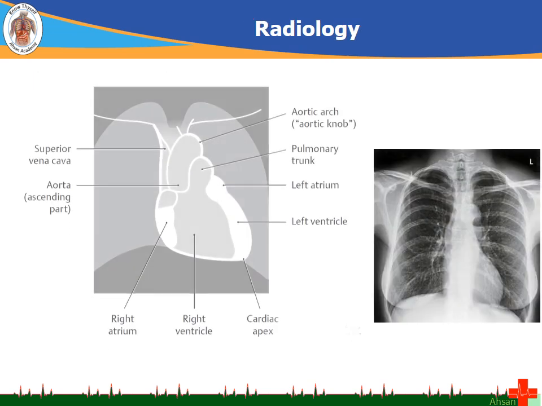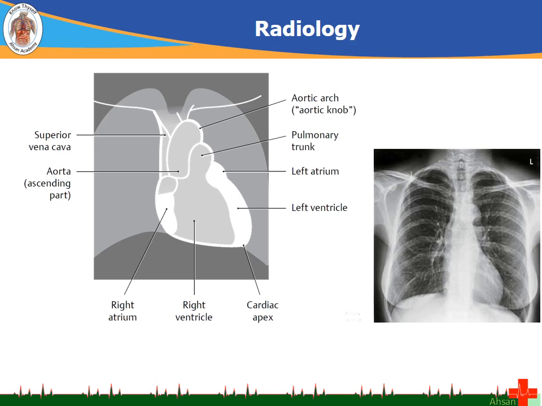Let us discuss the radiological anatomy, meaning how the heart is reflected in the X-ray film. You can see on the right side the X-ray film showing the normal heart shadow. The heart produces a whitish shadow because it is a muscular organ containing no air and contains blood. On the other side, the lung shadow, as it contains air, is relatively blacker.